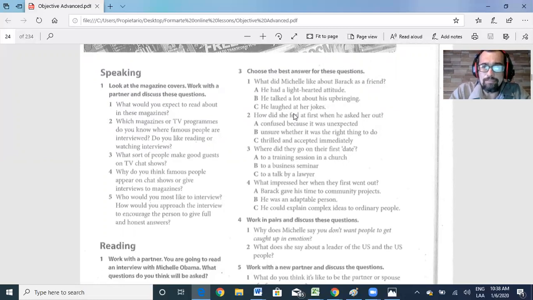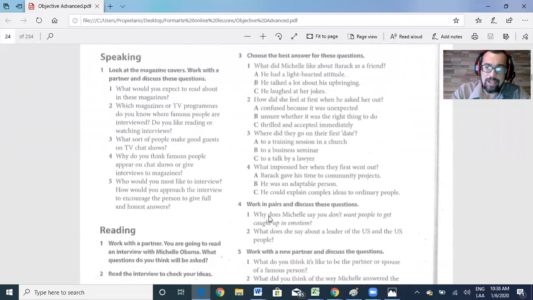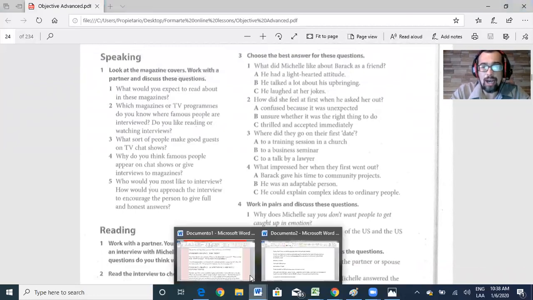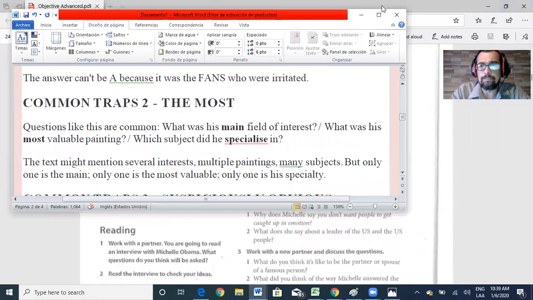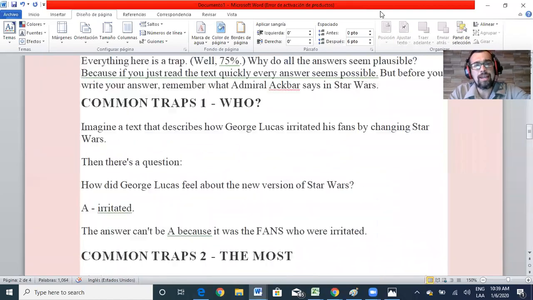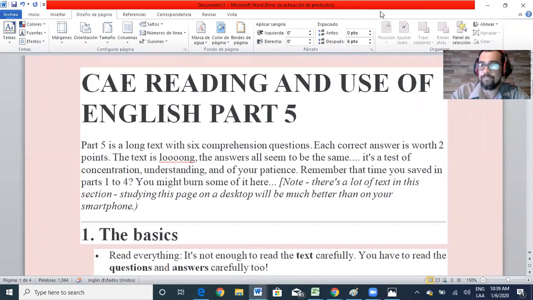But let me give you some tips before, because it's very, very important for us to understand how this works. Okay, so let's work right now on that. And we're going to see here the reading and use of English part 5. Let me read this information before, and then I'm going to explain the most important parts.